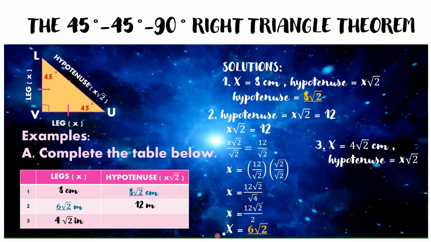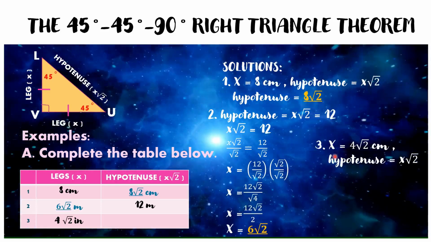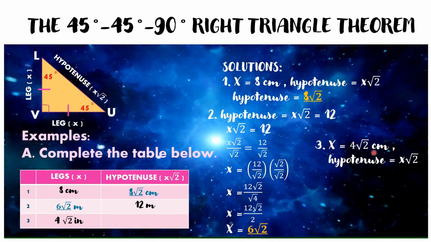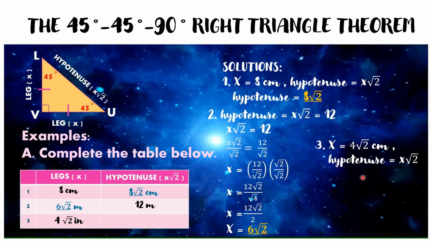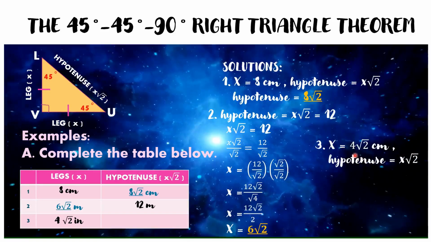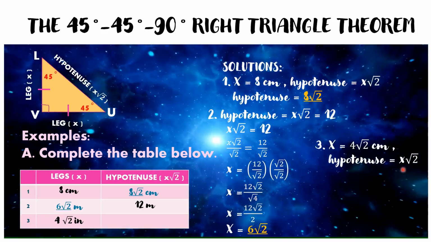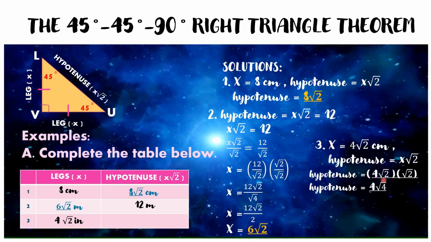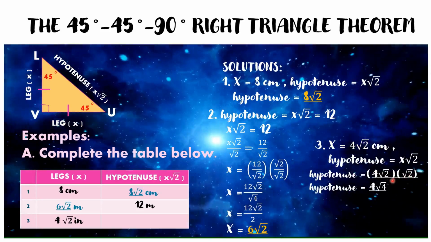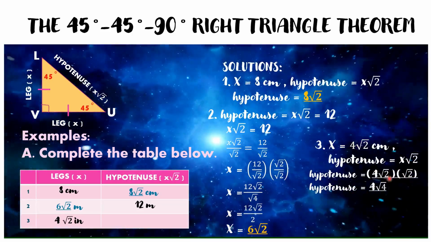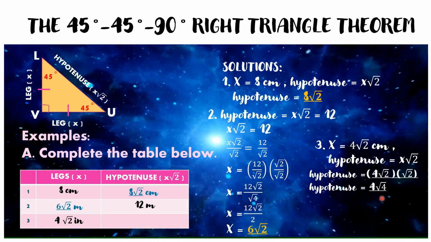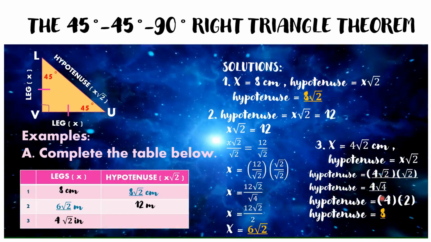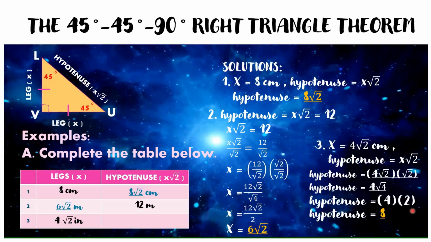For number 3, the given x or the legs is equal to 4 square root of 2 centimeters. Since the hypotenuse is equal to x square root of 2, we substitute this 4 square root of 2. So the hypotenuse is equal to 4 square root of 2 times square root of 2. Square root of 2 times square root of 2 gives 4 square root of 4. Since 4 is a perfect square, we take the square root of 4, which is 2.